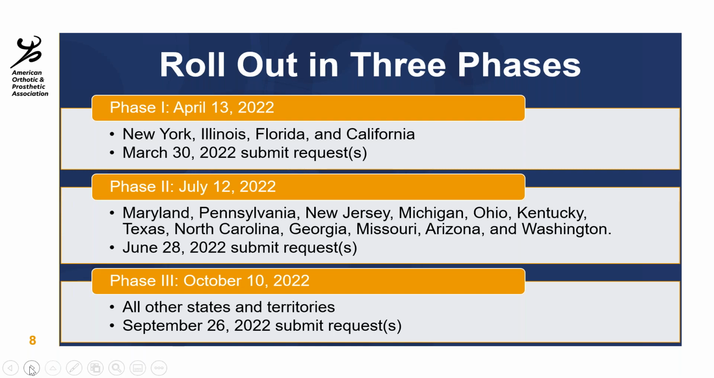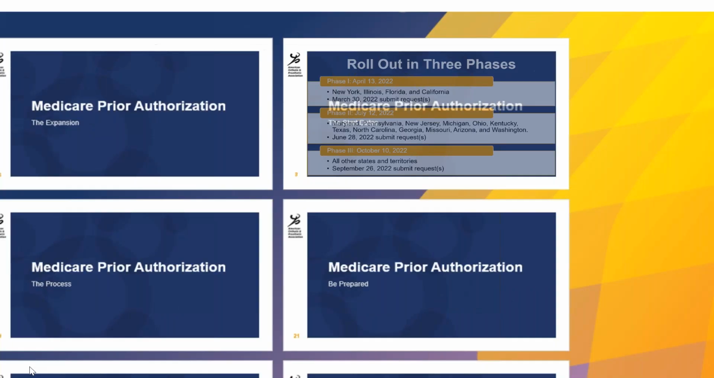And then finally, October 10th is your nationwide implementation date. So anybody, anywhere in the United States with a date of service on or after October 10th will be subject to Medicare prior authorization for these 5 additional HCPCS codes.